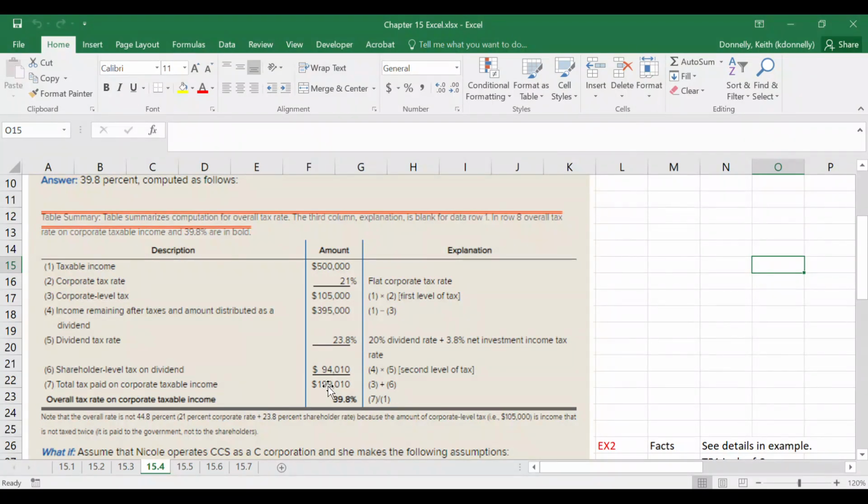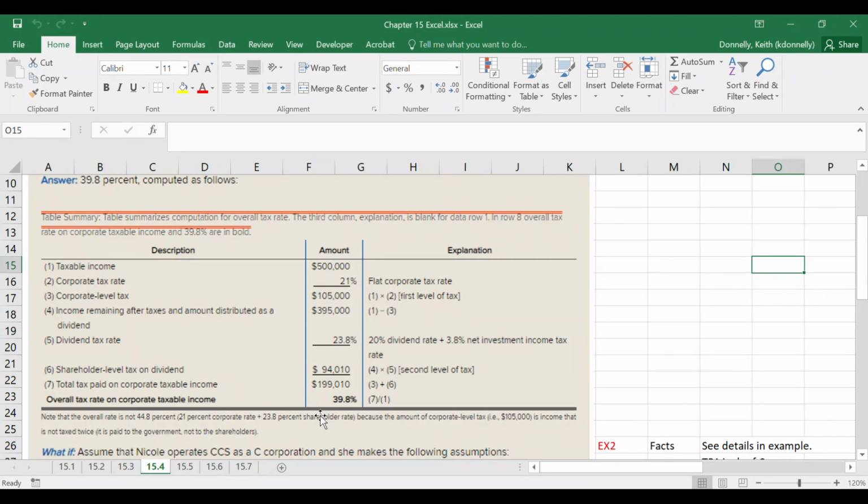Now, if we were to ask you what is the overall or average tax rate on this, you would say, okay, we made 500,000 and we paid, in this case, 199,000. The 199 over the 500,000, we would have 39.8%. So this is just breaking it out, right?